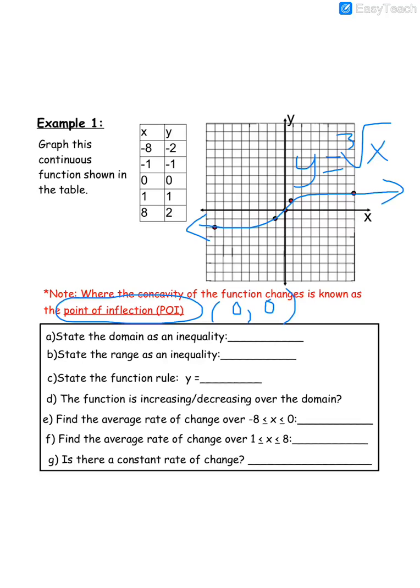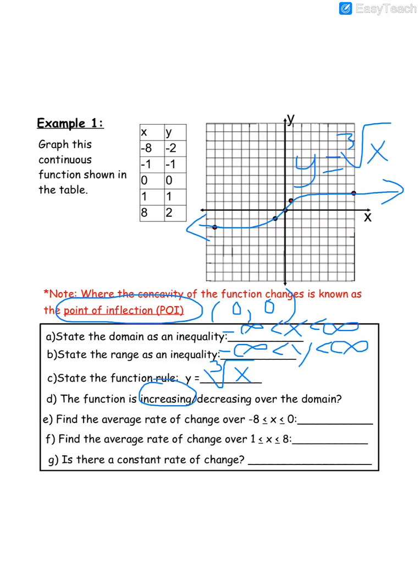State the domain as an inequality. It's negative infinity is less than x, which is less than infinity. There are arrows on each side. State the range, same deal, but this time there's a y: negative infinity is less than y, which is less than infinity. State the function rule. The function rule is the cube root of x. Is the function increasing or decreasing? As I'm moving over my domain from left to right, the y values are going up. Therefore, it is increasing from left to right.